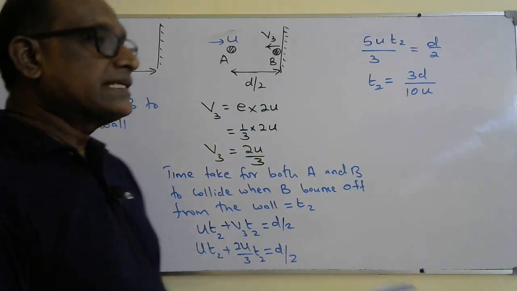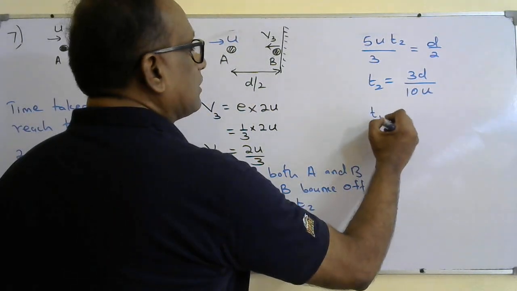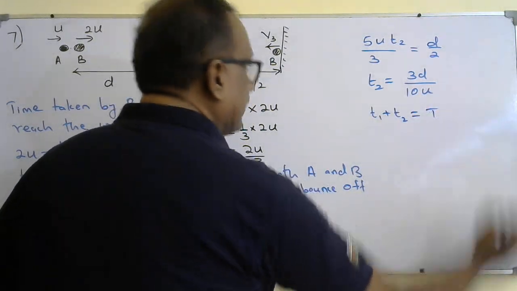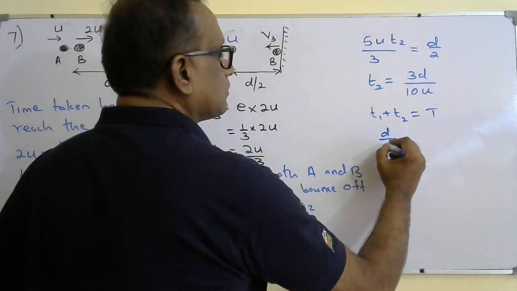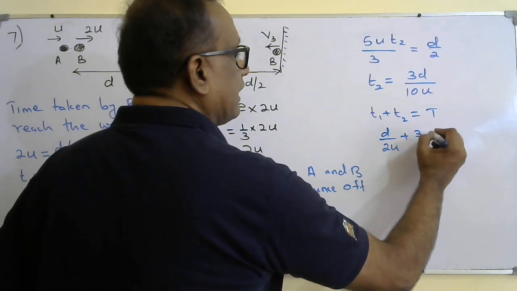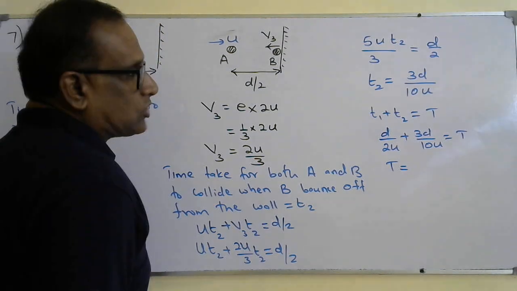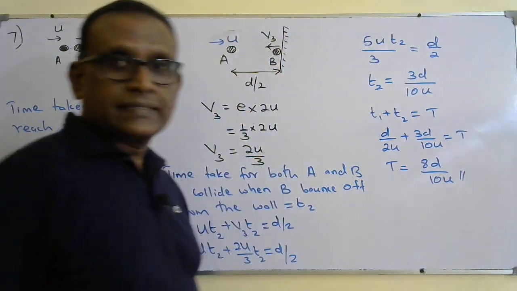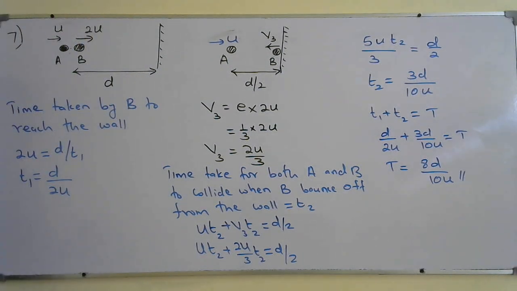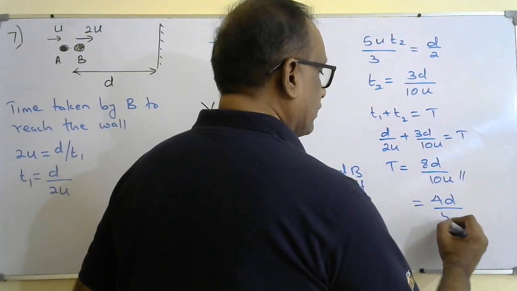Okay, the question paper says the total time from the moment they collide the first time to collide again is capital T. The total time is capital T. So that means T1 plus T2 equals T. T1 is D over 2U plus 3D over 10U equals T. So T is equal to, solve it, it's going to be 8D over 10U. That's not simple, is it? So you can divide by 2, so that's going to be 4D over 5U.